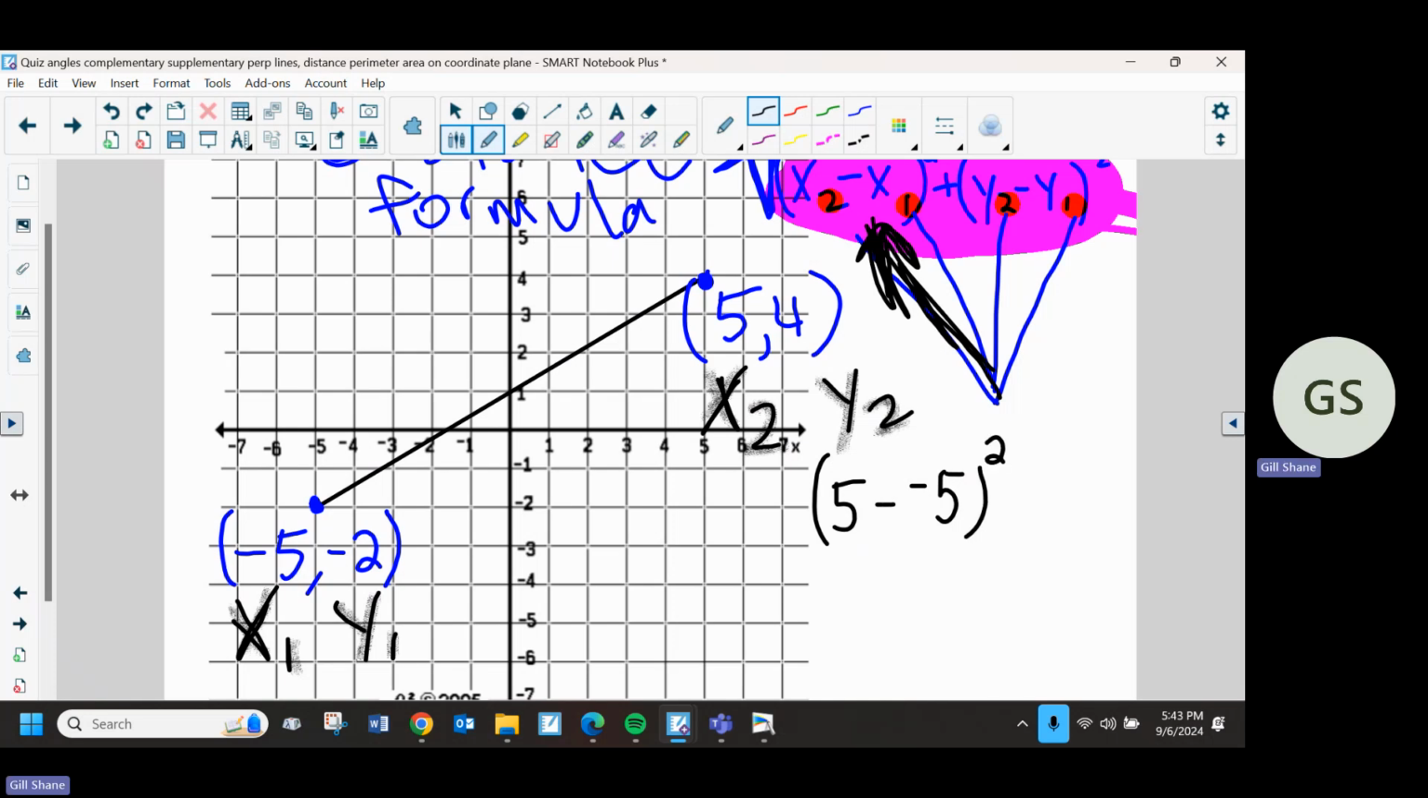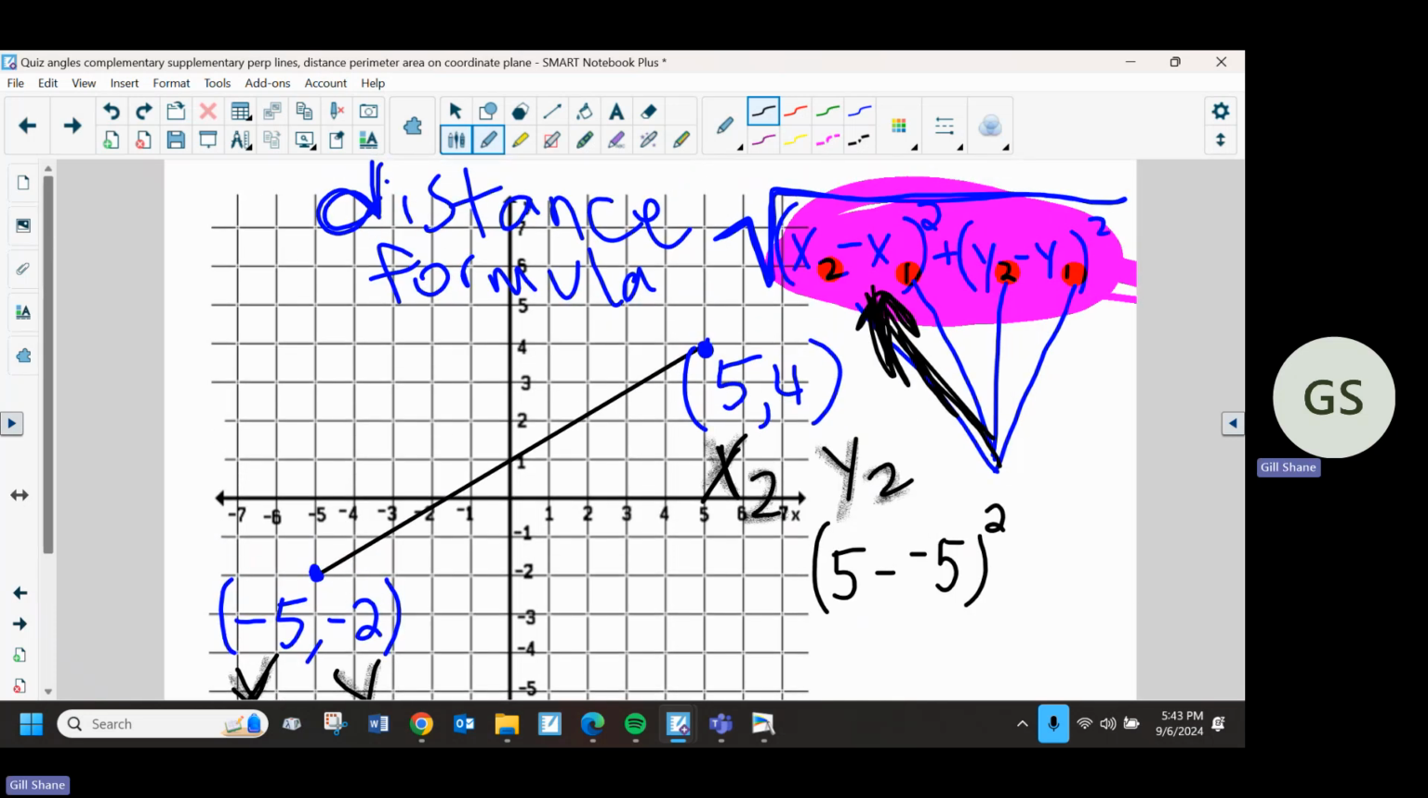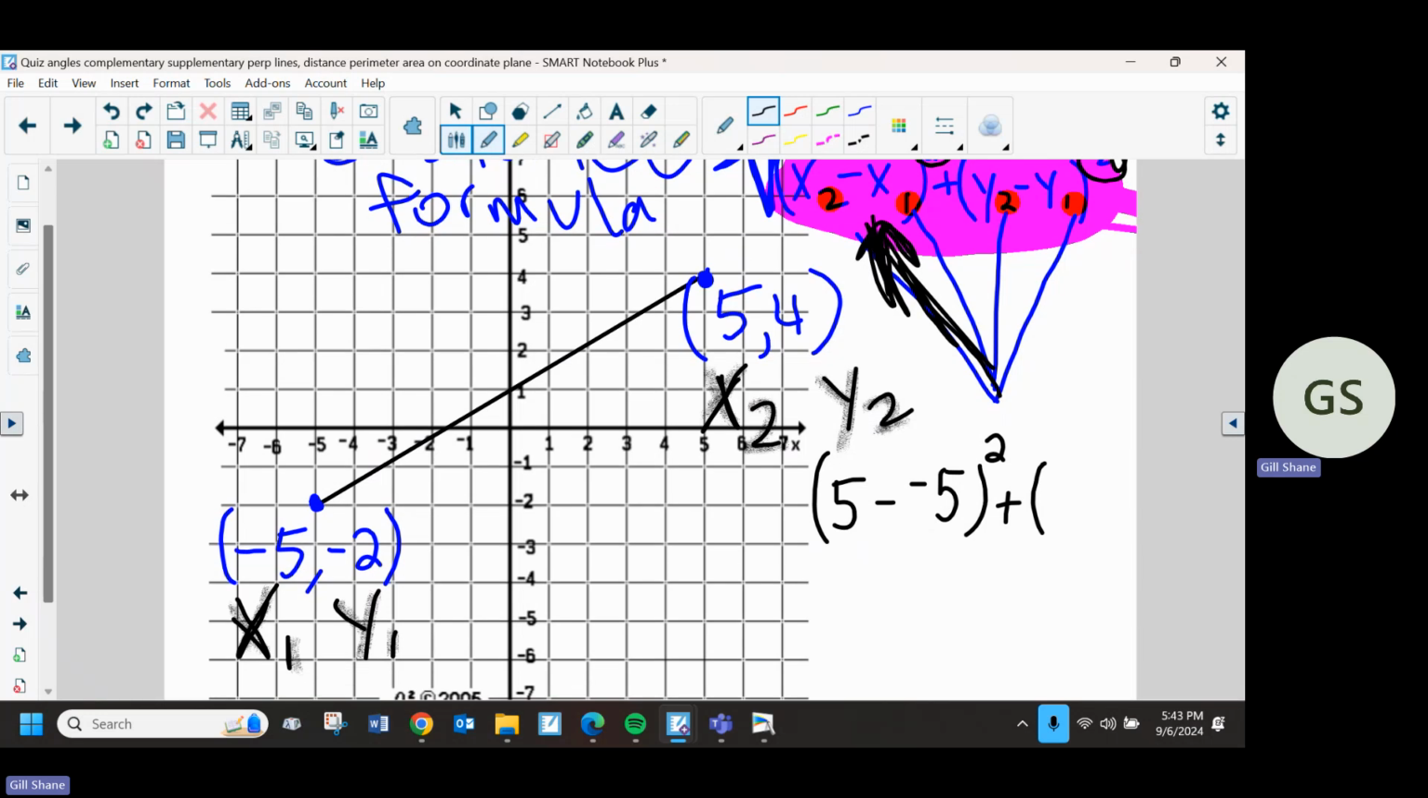And don't forget you have to square it. A lot of kids forget about the squares in the formula when they start writing numbers down. Then I add that. My y2 value is the 4. Again, if you're not sure where I'm getting that, there's the y2 value. If you labeled everything correctly, just be careful and you should be fine.